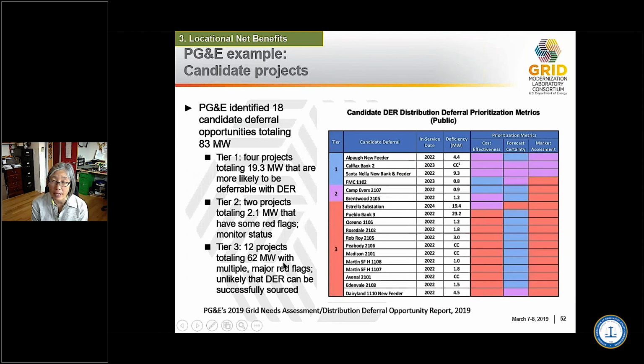If you go to the next slide, these are the candidate projects. I mentioned there's 18 of them, 83 megawatts of candidate projects. This is the list of them. And I mentioned they did high, medium, low in terms of their assessment of these prioritization metrics. So blue is high, purple is medium, red is low. And then they broke them down into tiers.